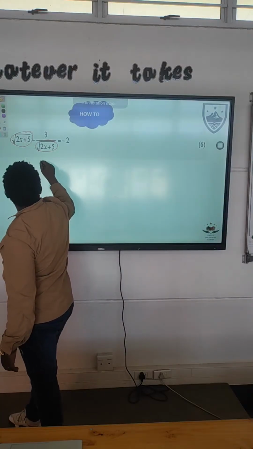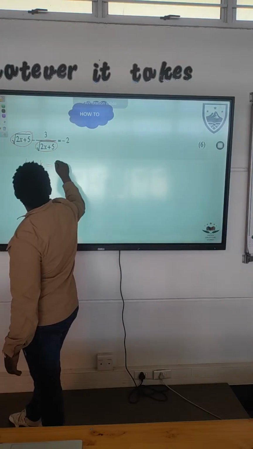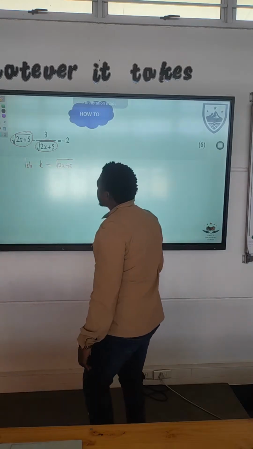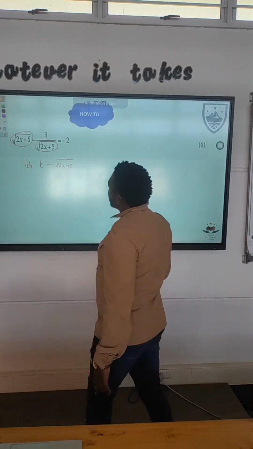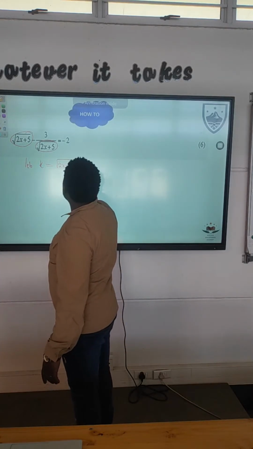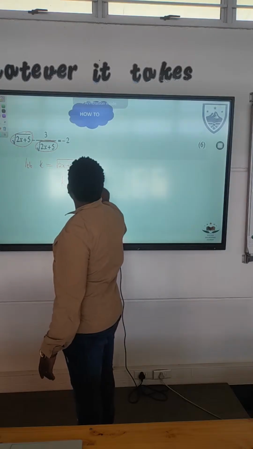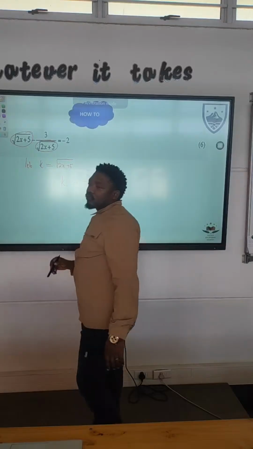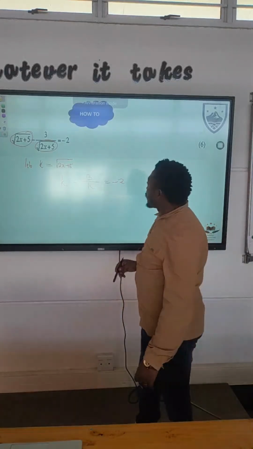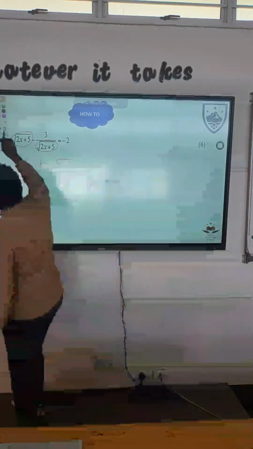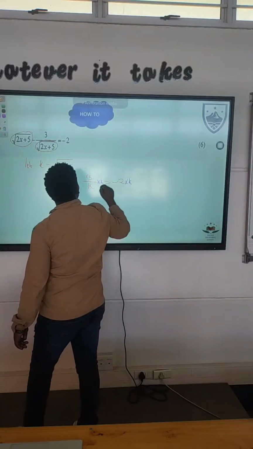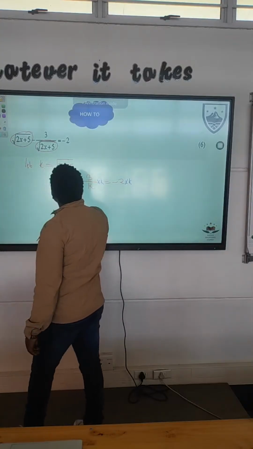Equals to the square root of 2x plus 5. I'm trying to improve this handwriting. And then wherever I see square root of 2x plus 5, I'll put k. So I'm going to have k minus 3 over k equals to a negative 2. And then I don't want this k to be a denominator, so I'm going to multiply everybody by k. I'm going to multiply by k, multiply by k, multiply everybody by k.